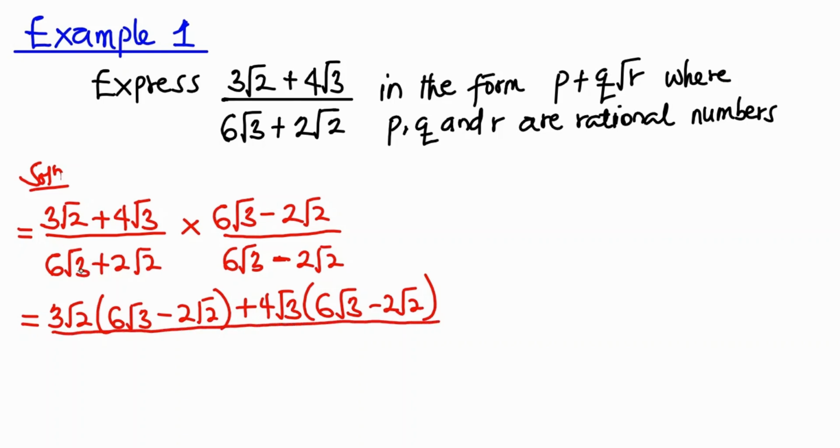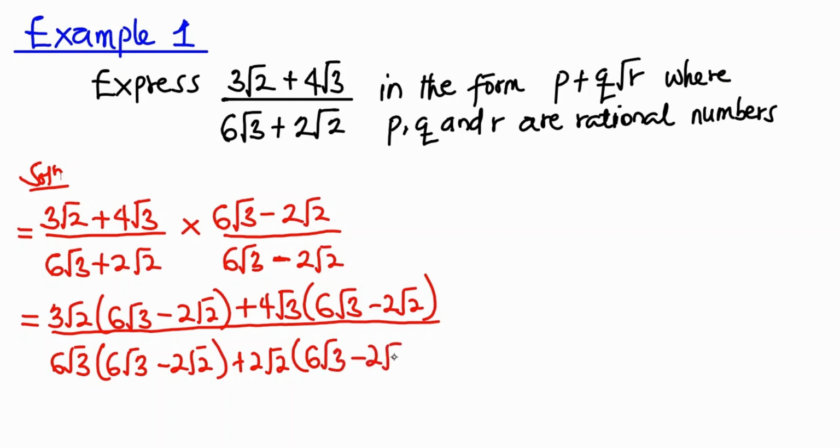Now we take 6 root 3, which will multiply 6 root 3 minus 2 root 2 on the right hand side. We also consider plus 2 root 2 on the left hand side here. It also multiplies everything on the right hand side, that is 6 root 3 minus 2 root 2. So now we have it this way.